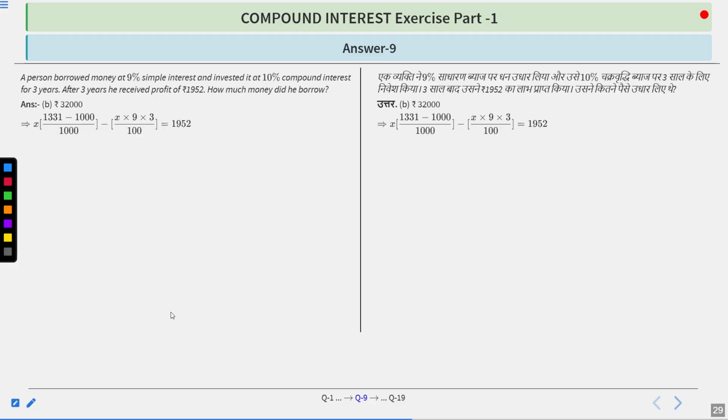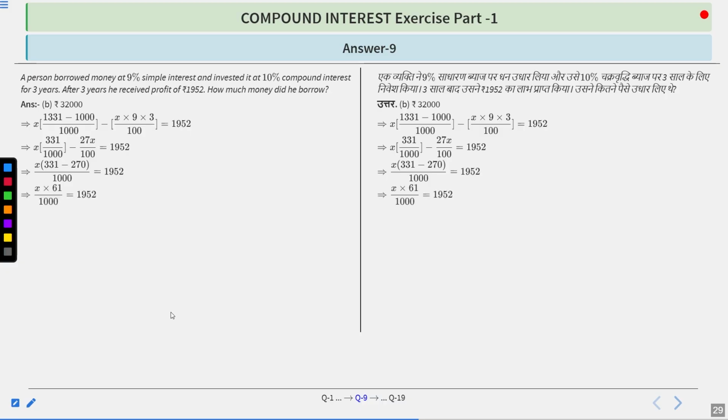So x into 1331 minus 1000 upon 1000 minus x into 9 into 3 upon 100 is equal to 1952. Therefore, x into (1331 minus 1000 is 331) upon 1000 minus (9 into 3 is 27)x upon 100 is equal to 1952. Taking x common, we get 331 minus 270 upon 1000 is equal to 1952. Therefore, x into 61 upon 1000 is equal to 1952. Therefore, x is going to be equal to 32 into 1000, that is 32,000. So option B, the amount he borrowed was rupees 32,000, is the correct answer.